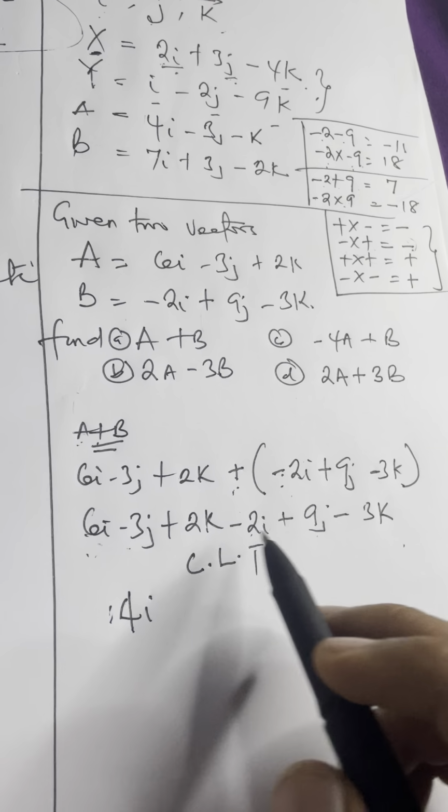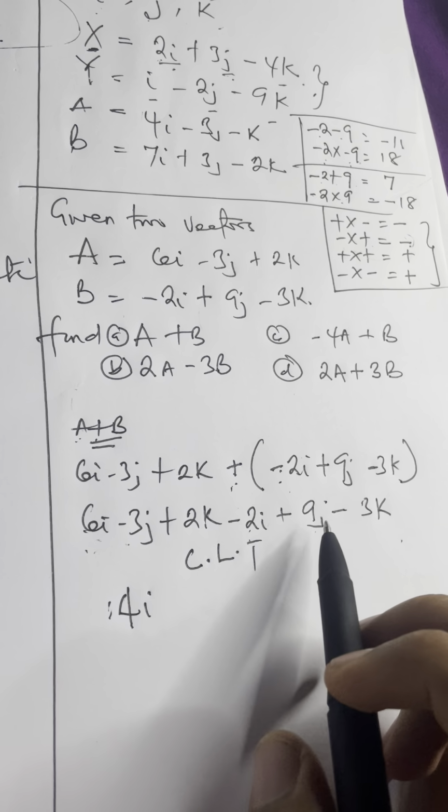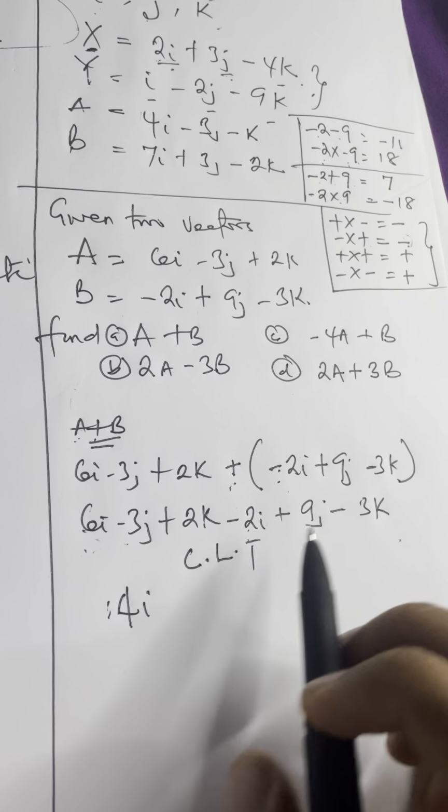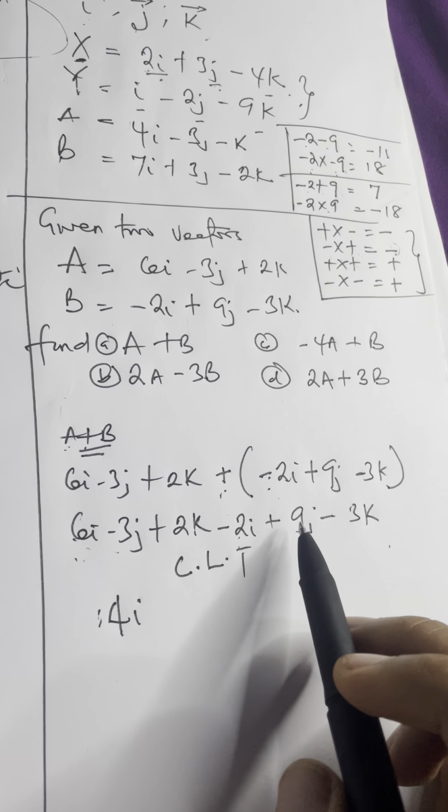So now let's come back here. 6i minus 2i will give us 4i. Then minus 3j plus 9j: you're owing 3, you have 9. By the time you pay the person you're owing 3, how many will you have left?